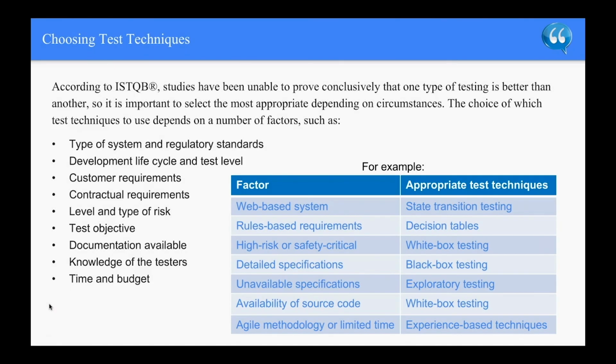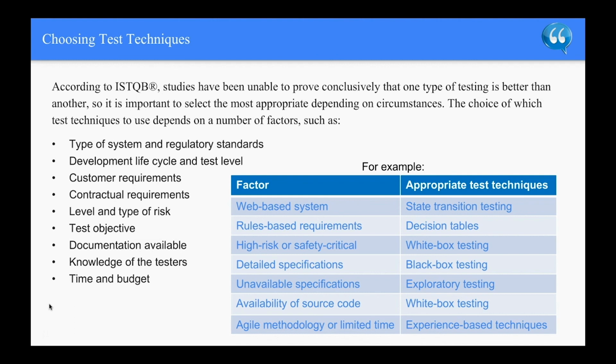Choosing test techniques. According to the ISTQB, studies have been unable to prove conclusively that one type of testing is better than another. So it is important to select the most appropriate depending on circumstances. The choice of which test techniques to use depends on a number of factors, such as type of system and regulatory standards, development life cycle and test level, customer requirements, contractual requirements, level and type of risk, test objective, documentation available, knowledge of the testers, time and budget.